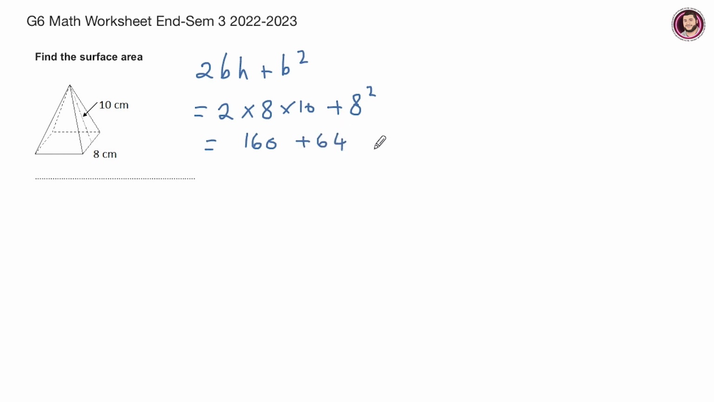Find the surface area. As you can see, guys, this shape is a square pyramid. And we said we have a formula, 2bh plus b squared. What is the base? The base is 8 and the height is 10. So substitute, it's 2 times 8 times 10 plus square of 8. 2 times 8 times 10 equals 160 plus 64, which equals 224 square centimeters. And don't forget the unit. The unit here is square because we are dealing with area. In case of volume, the unit is cubic unit.